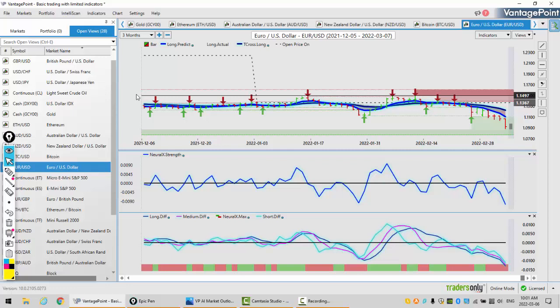Now, the event risk that you want to keep your eye out for coming up this week is, of course, any kind of surprises from the ECB.